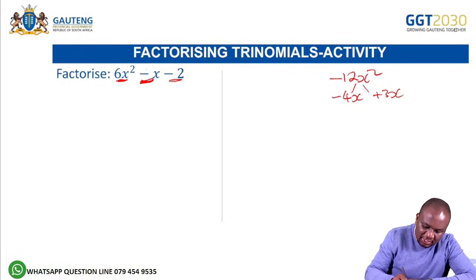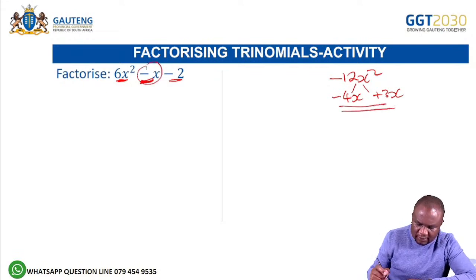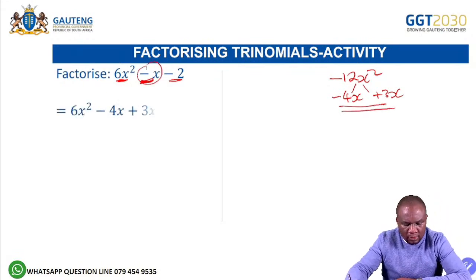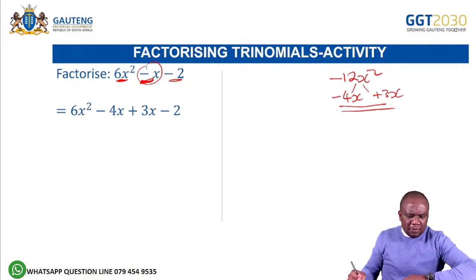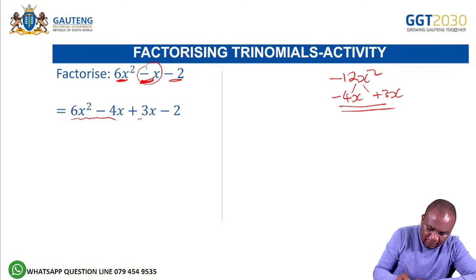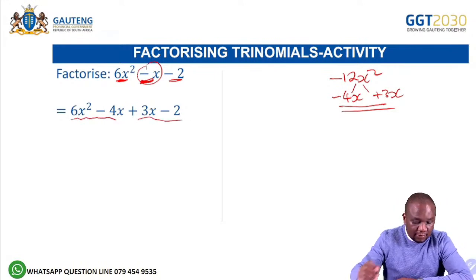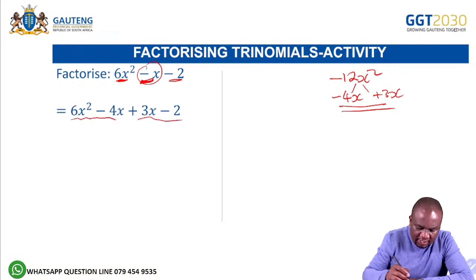Then we replace this with these two. Then what do we get? We get an expression like this. And then we factorize by grouping in pairs. The first pair, second pair. And then we factorize.